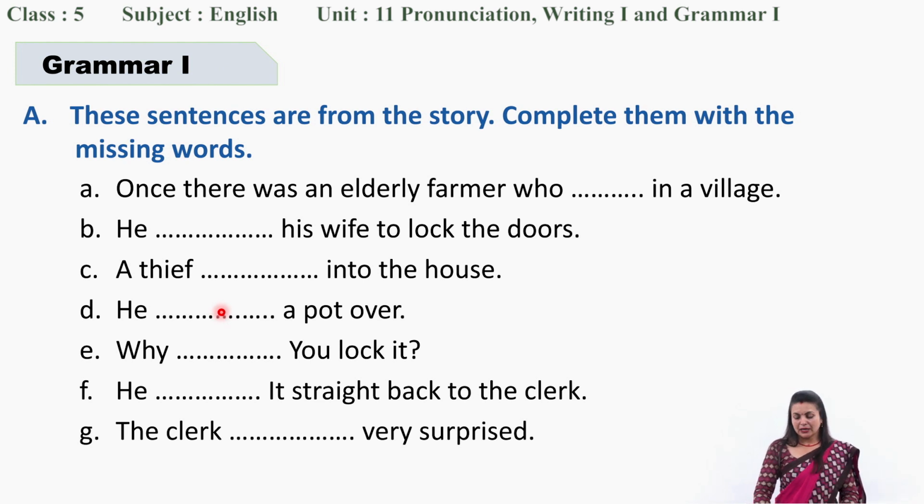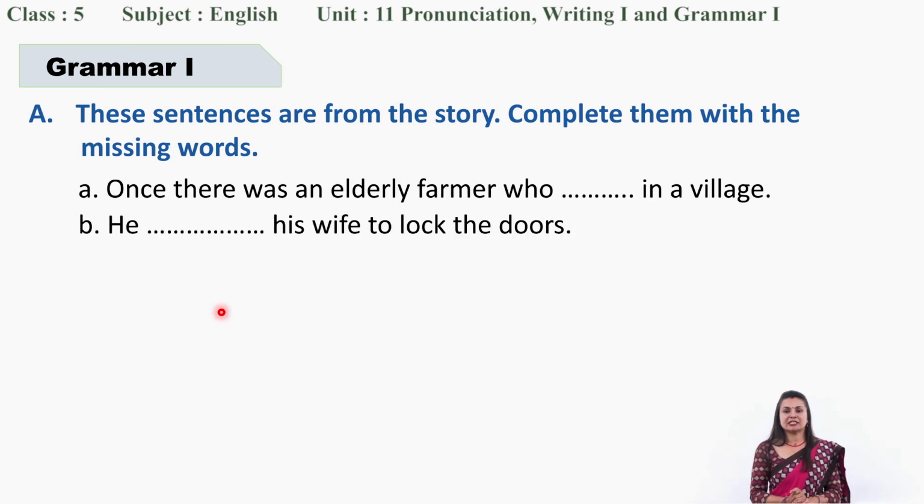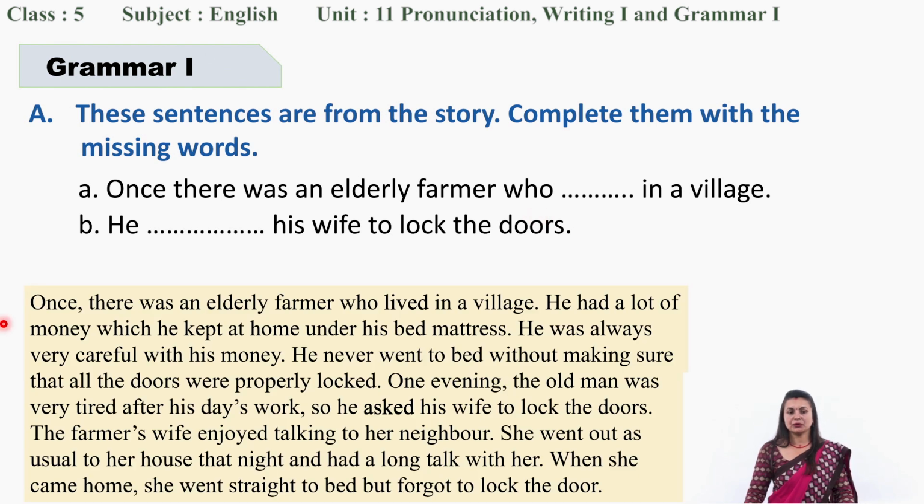That's great. Okay, then let's see the first sentence. What is the first sentence here? Once there was an elderly farmer who ... in a village. So for that we have to look at the story that you have already read in the previous class. So let's see that story here. Let's read this one and say what is the suitable word here.